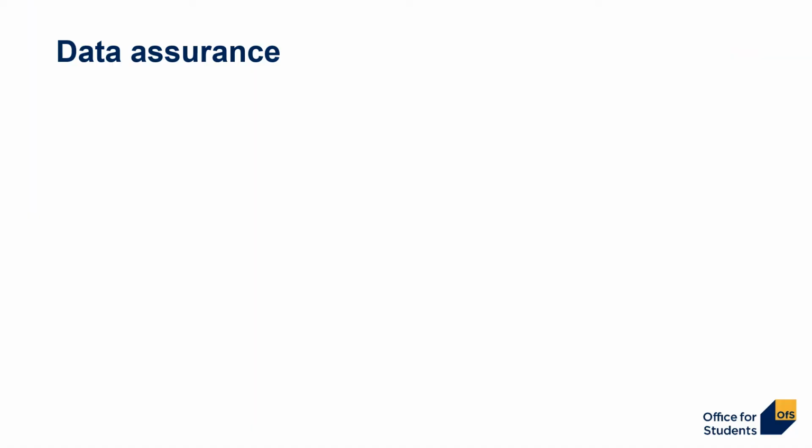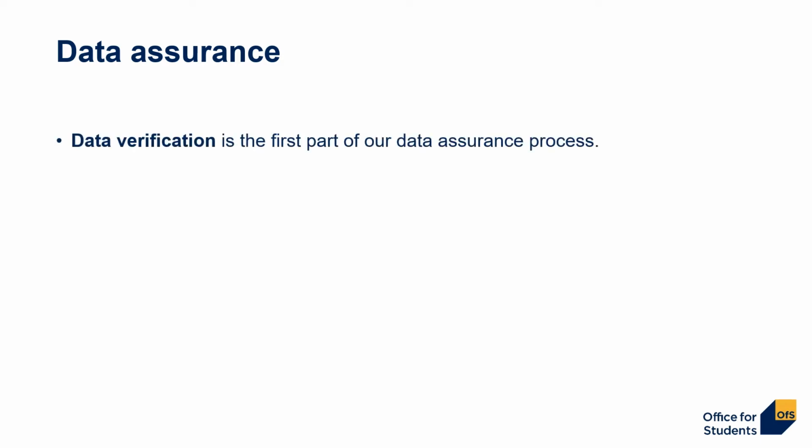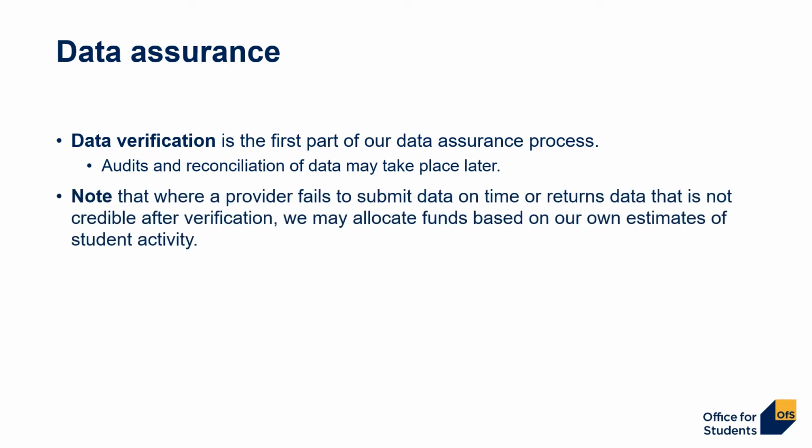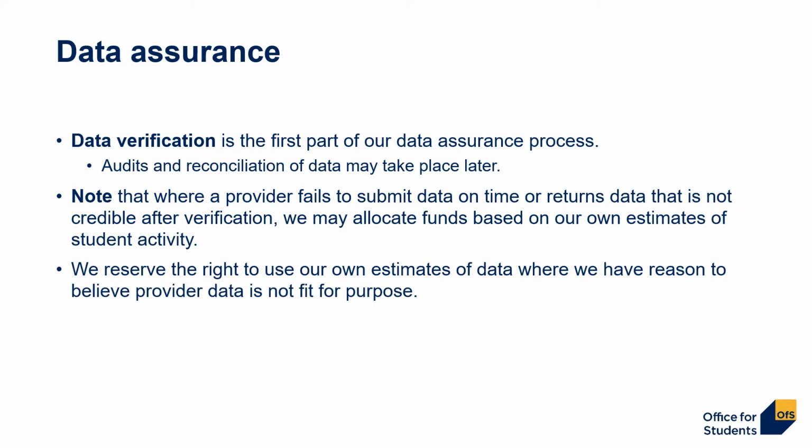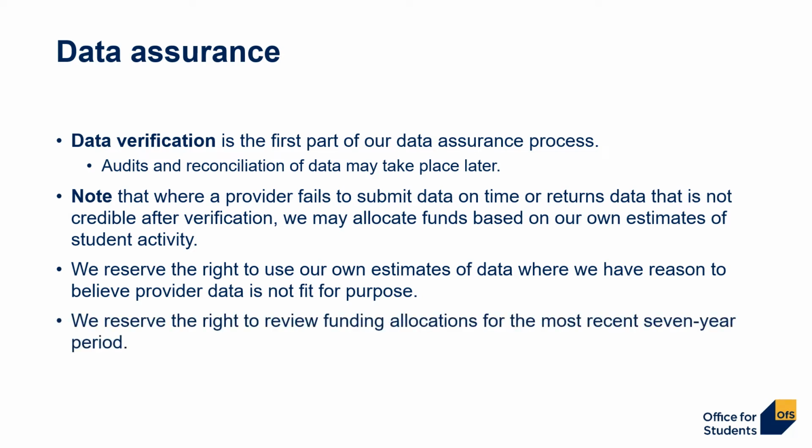Once again, it's worth setting the scene by repeating the importance of data assurance. Data verification represents the first part of the OFS's data assurance process. Other activities such as audits and data reconciliations may take place at a later date. Note that where a provider fails to submit data on time or returns data that is not credible after verification, we may allocate funds based on our own estimates of student activity. We reserve the right to use our own estimates of data where we have reason to believe provider data is not fit for purpose. We reserve the right to review funding allocations for the most recent 7-year period.